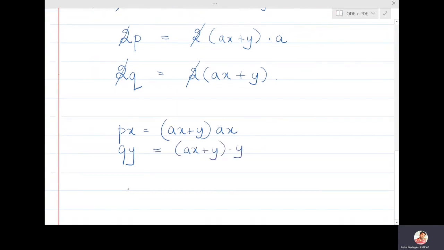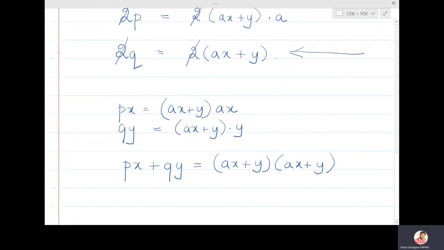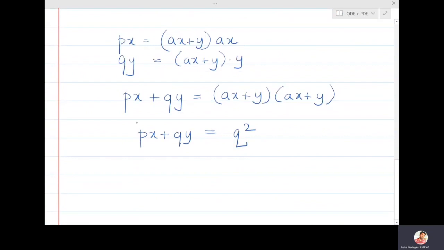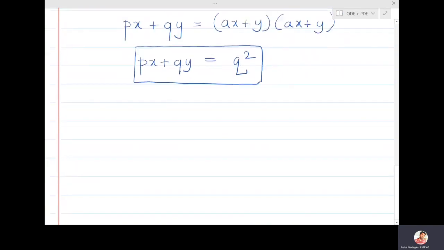Now if I add them, simply it will become px plus qy equal to (ax plus y) into (ax plus y). And what is ax plus y? Actually ax plus y is nothing but q. So this will become q into q, which is q square. So the partial differential equation that I get is px plus qy equal to q square. Okay, let me move to the next question.